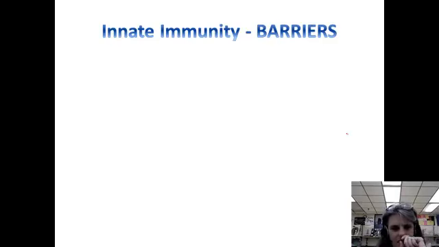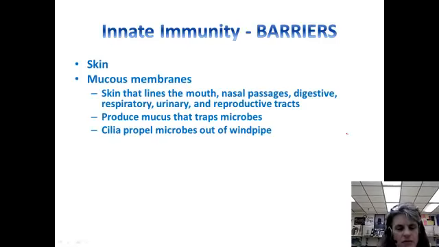Okay, now we will talk quickly about barriers and some more of the innate system, and then we're going to take a break. So let's do the barriers. Skin, of course, and mucous membranes, which are anything that is a moist membrane that has exposure to the outside but is not dry like your skin. So a mucous membrane, the skin that lines your mouth, your nose, your sinus passages, your digestive tract is lined with mucous membranes.